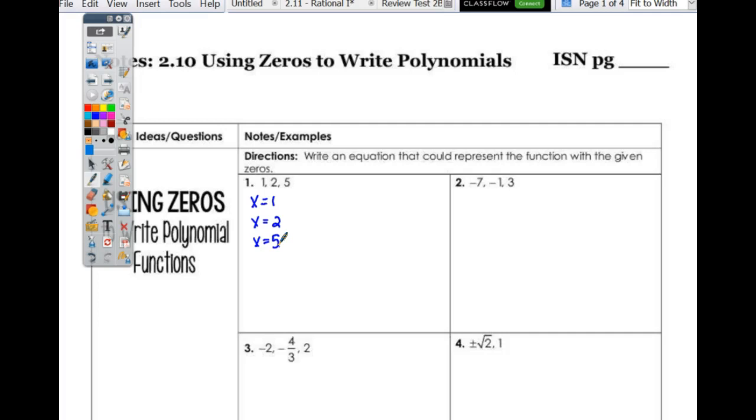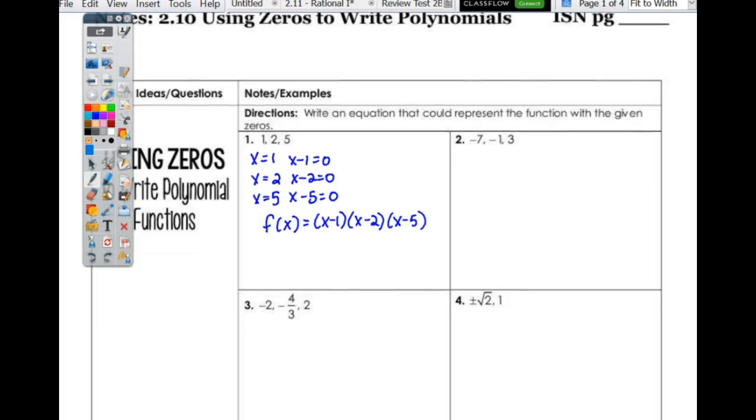So I need to subtract the 1, subtract the 2, and subtract the 5. So if I'm going to write the f of x, I'm going to get x minus 1 times x minus 2 times x minus 5. And we'll come back and finish this problem in a minute.